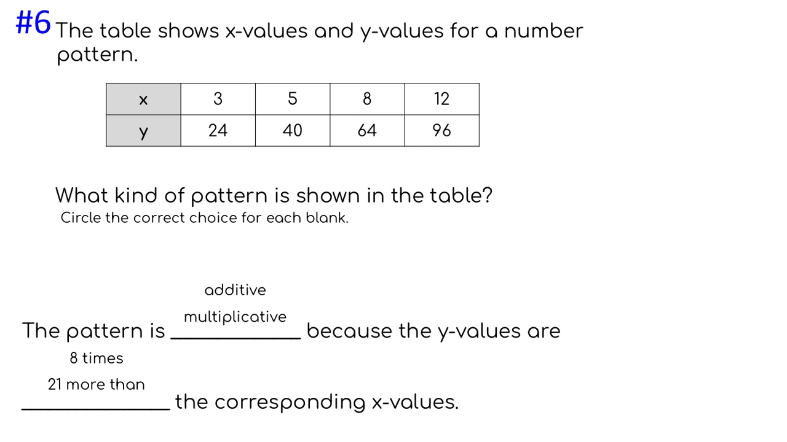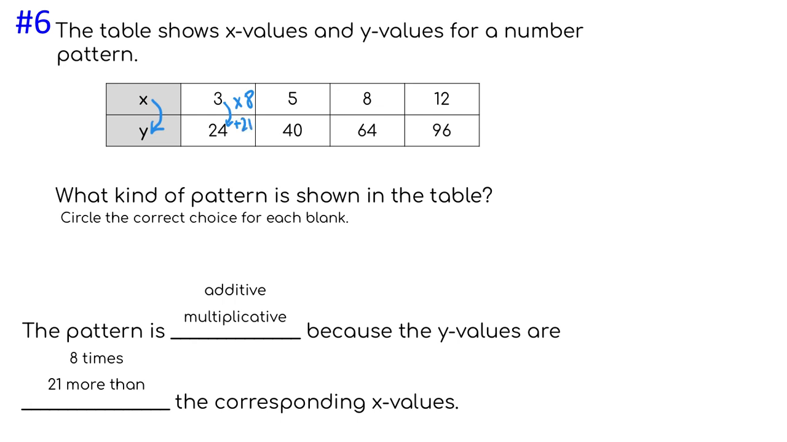So first thing we need to do is figure out our pattern. And remember, our pattern always goes from x to y. We're trying to figure out what do you do to the x to get the y. So how does a 3 become a 24? Well, there could be times 8 or plus 21.